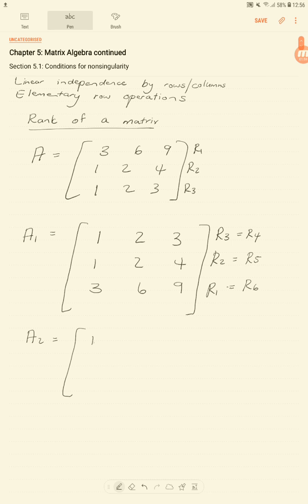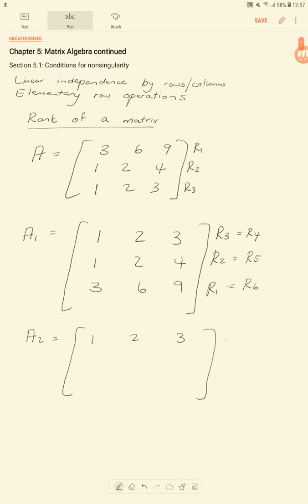Next, we want a 1 in our first entry of our first row. We already have that. So row 4 simply becomes row 7. Second, we want a 0 in the first entry of row 2. We can establish this by subtracting row 4 from row 5. This will give us row 8.